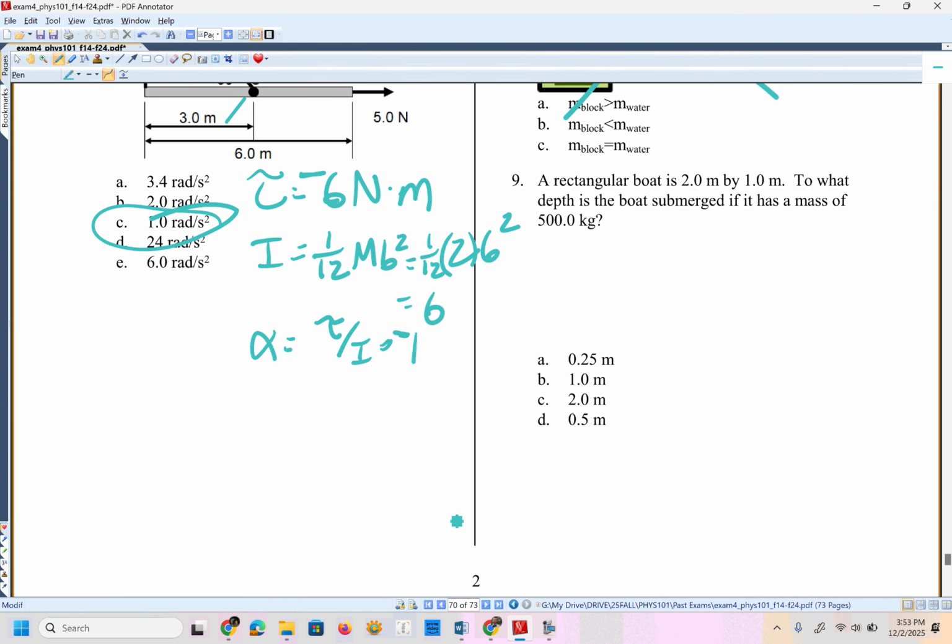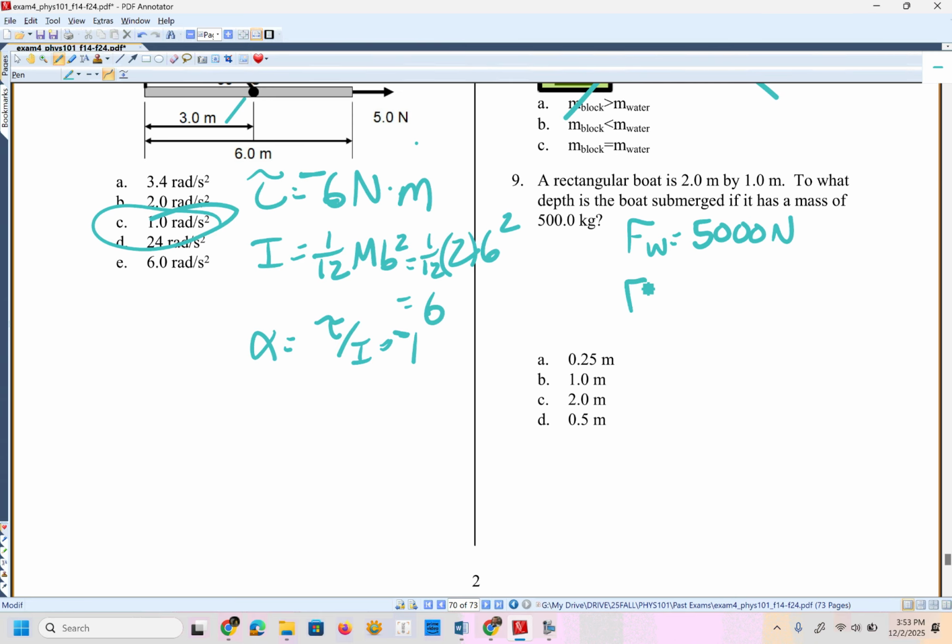Okay, so I gave you an Archimedes principle problem where you're finding the buoyant force. It's pretty straightforward, to be honest. I give you a shape and I ask you what is the buoyant force on it. All right, is that clear? Well, let's look at this one. I have this rectangular boat that's 2 meters by 1 meter. To what depth is the boat submerged if it has a mass of 500 kilograms? So first of all, the weight of this boat is 5,000 newtons.